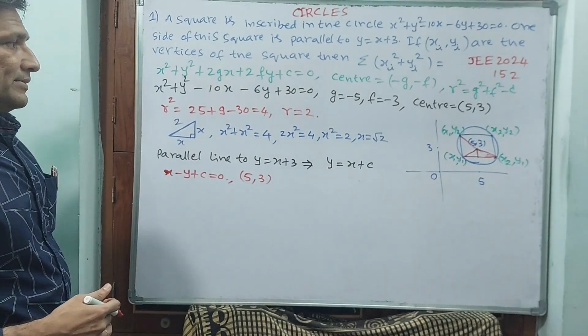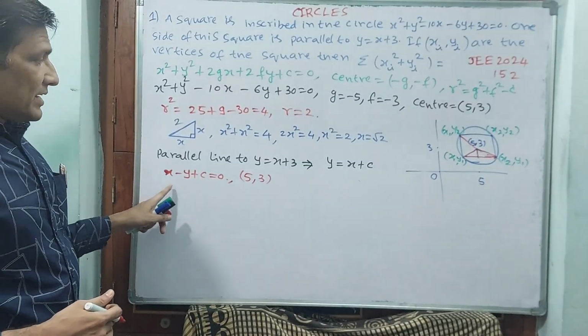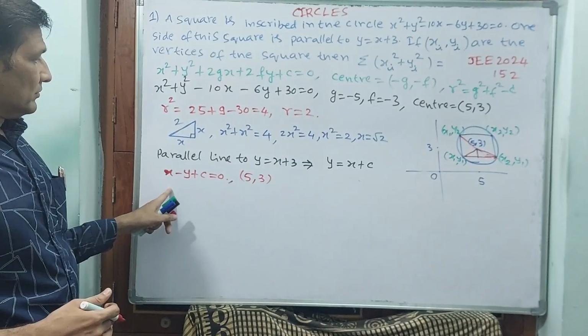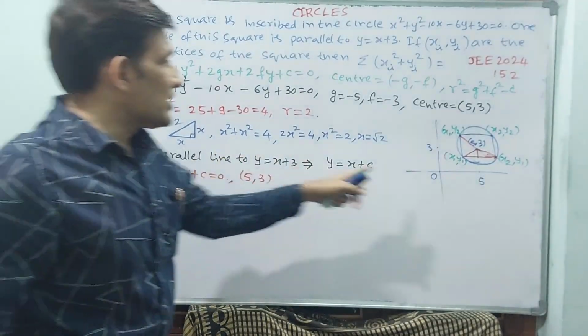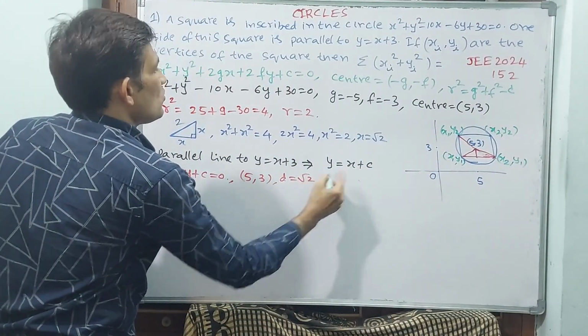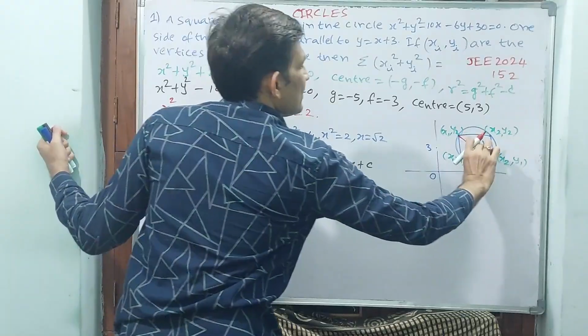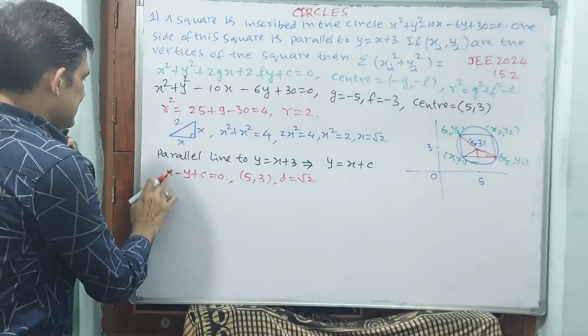You understand? This equation is there and the center also you are having. And distance also you know. D is equal to root 2, this length. But we know one formula. What is that formula?